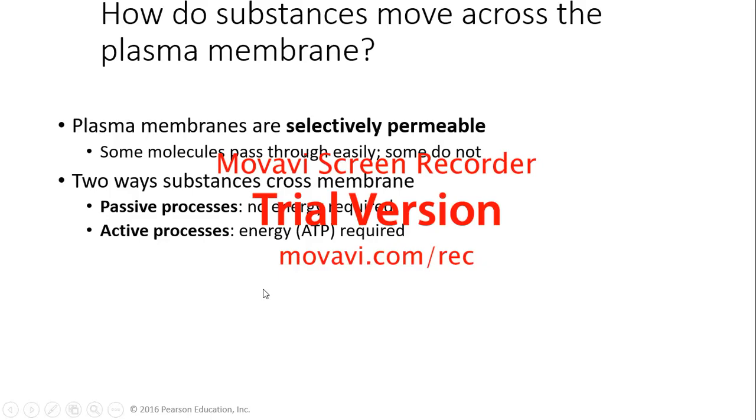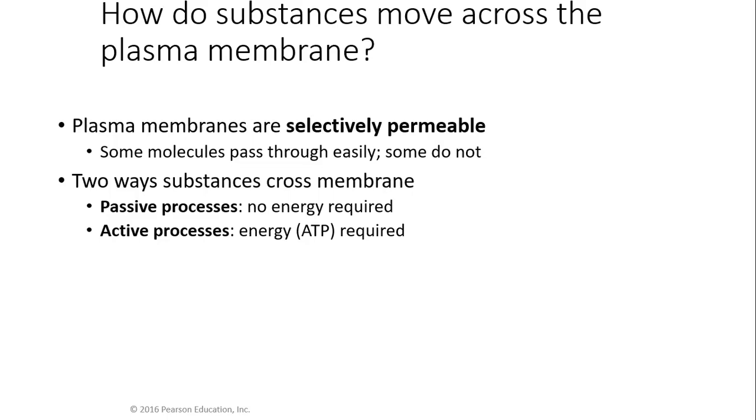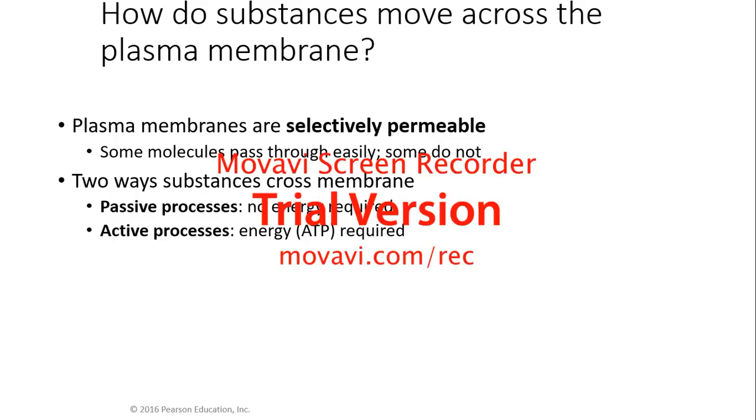All right, so again, plasma membranes are selectively permeable. All that means is that some things can come in and some things cannot. Some things can pass through, and some things do not. So you have two ways that a substance can cross the membrane: passive transport and active transport. And again, the name tells you whether it requires energy or not. Passive is what it says, passive is not going to require energy. Active transport will require energy.